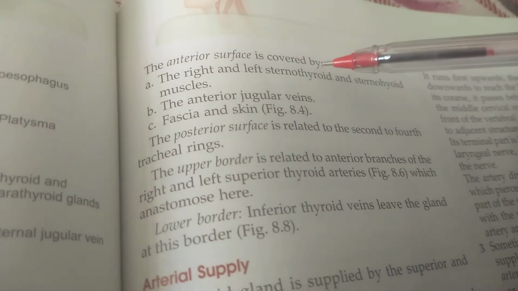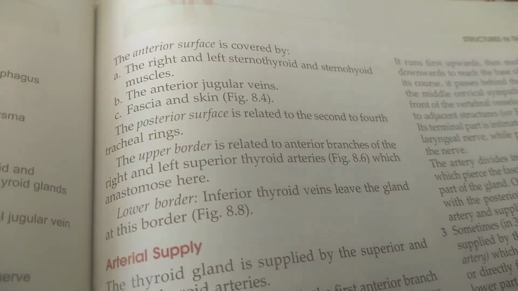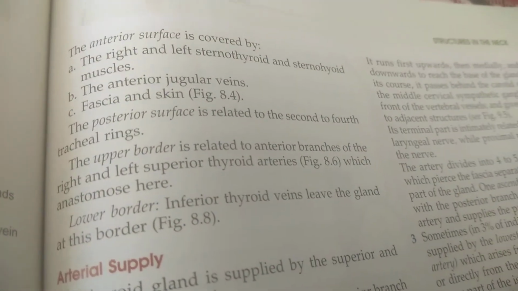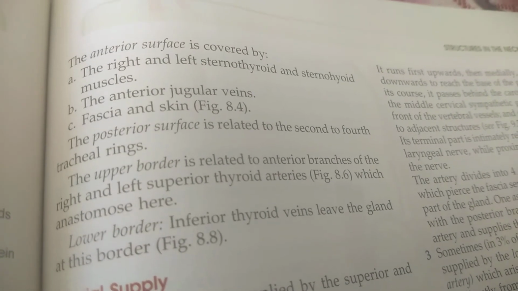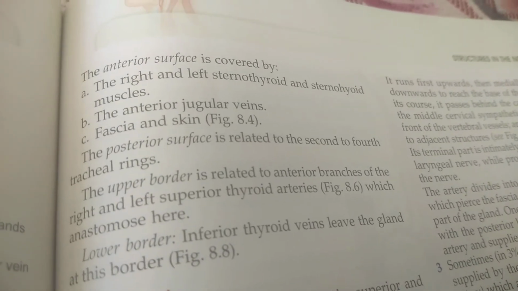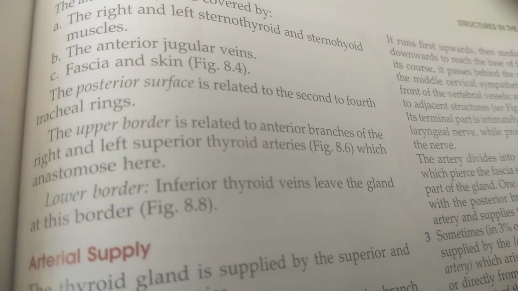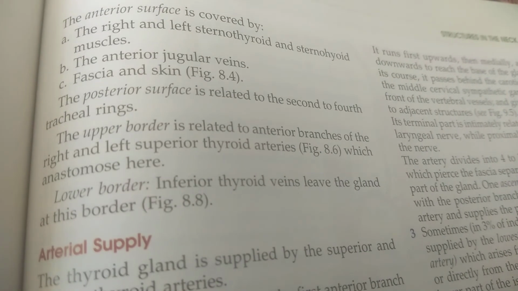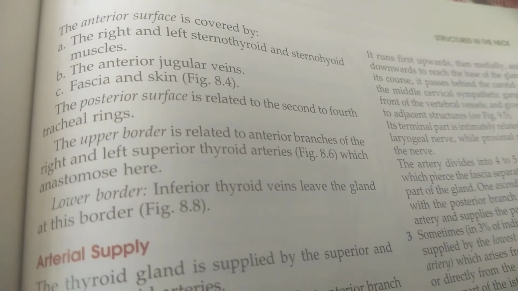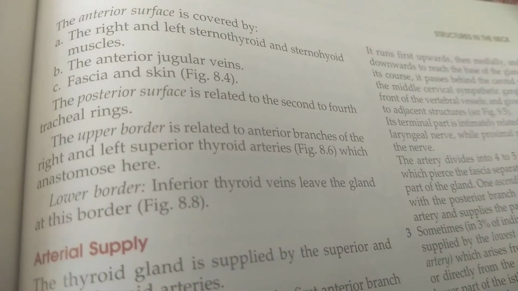The anterior surface is covered by sternothyroid and sternohyoid muscles, the anterior jugular veins, the fascia and the skin, and the posterior surface is embracing the upper part of the trachea, so the posterior surface is related to the second to fourth tracheal ring. Okay, the next comes the upper border and the lower border. The upper border is related to the anterior branches of right and left superior thyroid arteries, which are anastomosing over here, and lower border is related to inferior thyroid veins, which leave the gland at this border.